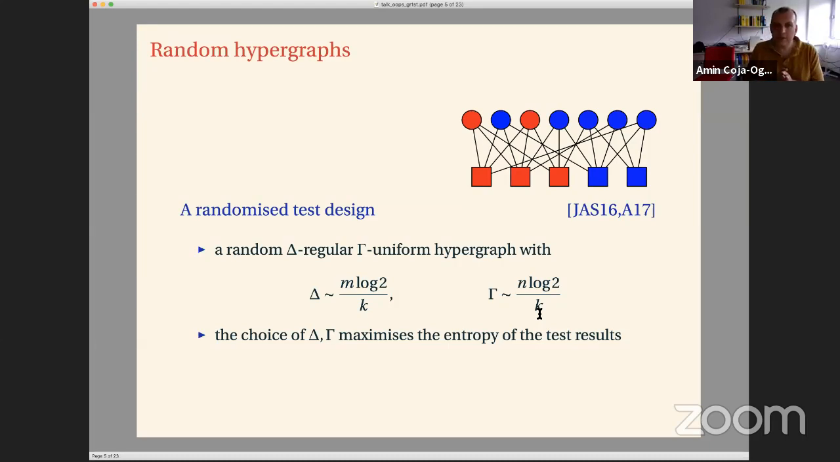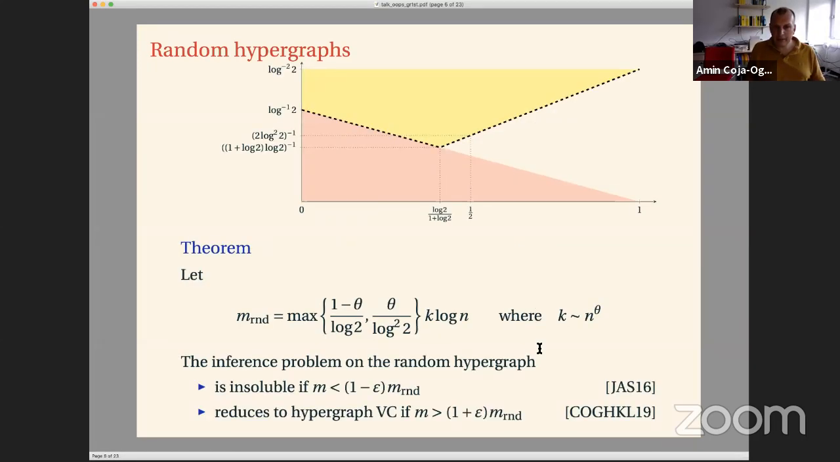That's maybe something you might want to explore a little bit before potentially trying something more complicated. And in fact, this test design has been investigated, and we know very precisely, information theoretically at least, what's going on with this test design. Namely, we can write a specific function. Remember, this k log n is always going to be there. We can write a specific function of theta, namely max of 1 minus theta on log 2, theta on log squared 2, in front of this scaling order.